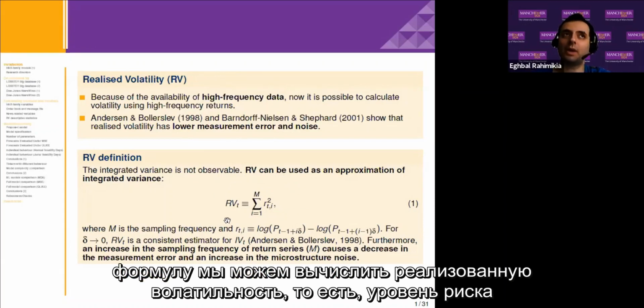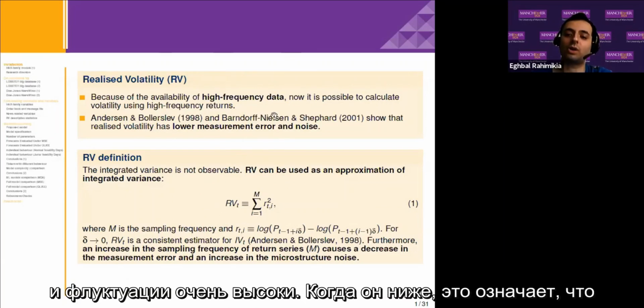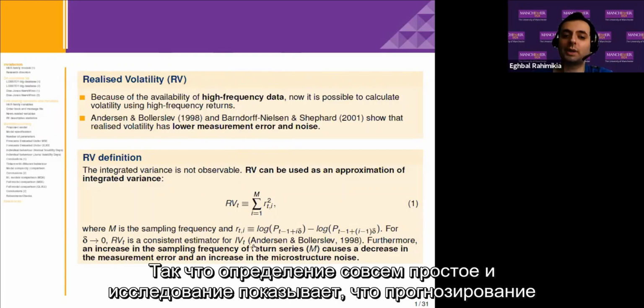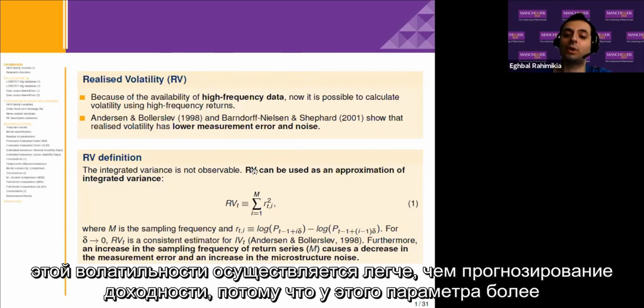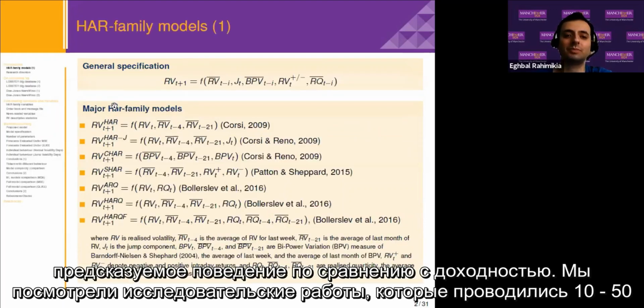This is a measure of risk in the market during that day. When it's high, it means that the market is volatile and the fluctuations are quite high, and when it's lower, it means that the fluctuations are lower. So the definition is quite simple, and research shows that forecasting this type of volatility is easier than forecasting return because it has more predictable behavior compared to return.